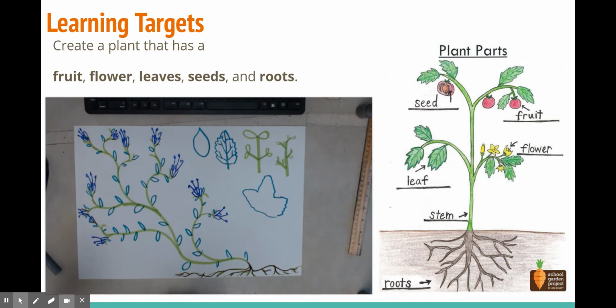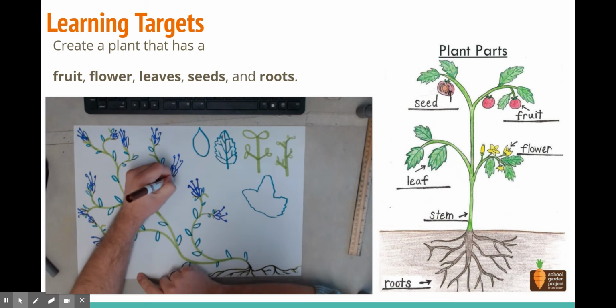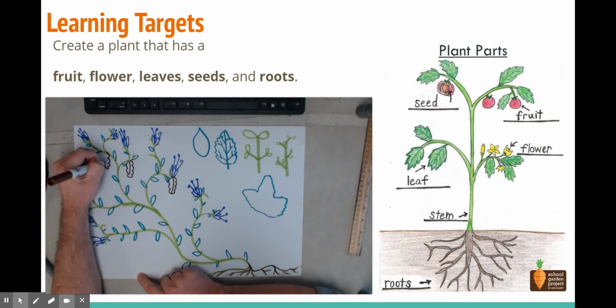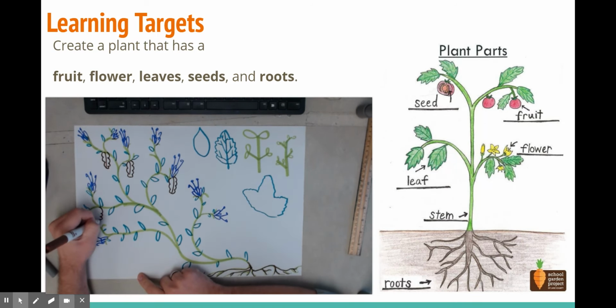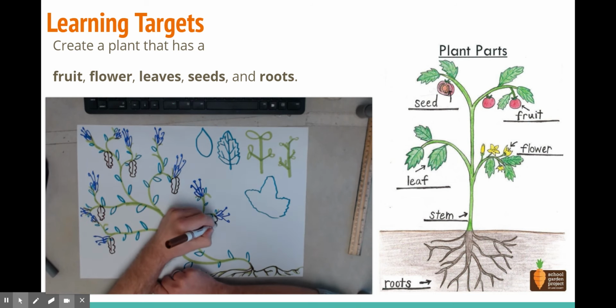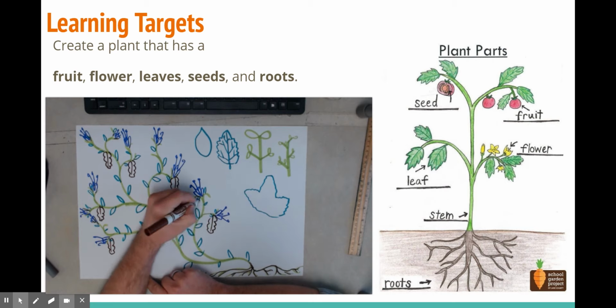so my fruits are like these little brown, kind of they hang down like this. And they look like that. Okay, that's what my fruits look like. But I'm going to also show how the seeds work, okay? So these little fruits hold the seeds inside, okay?